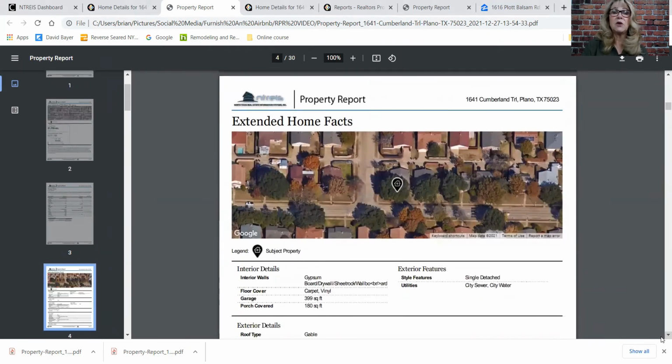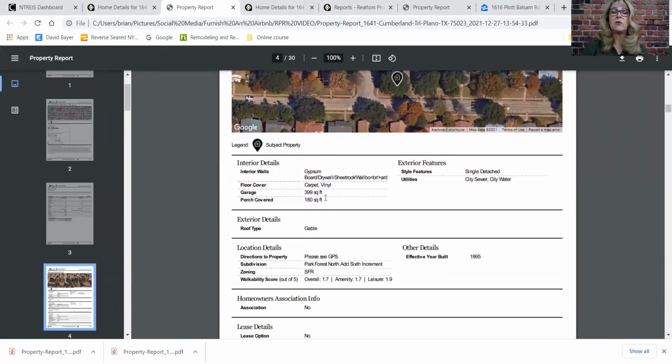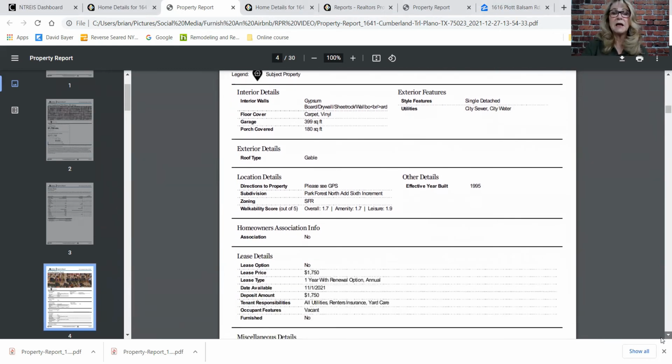And then it'll give you extended home facts. So, what kind of sheetrock, carpet, vinyl, it breaks down, and again, a lot of this is taken from the property tax records. What's really cool is that you have all the MLS numbers and the property tax info all in one place. You don't have to go to two different places.